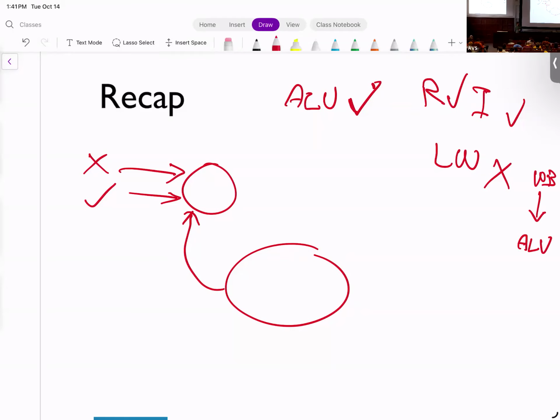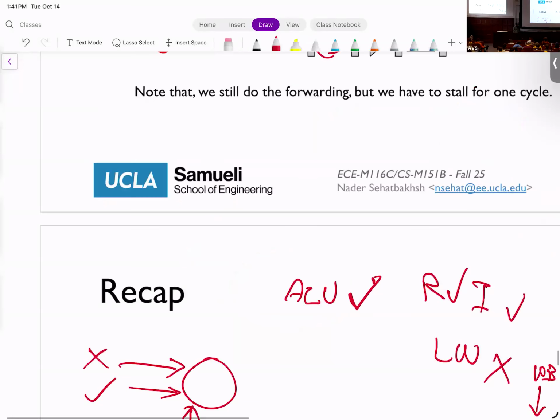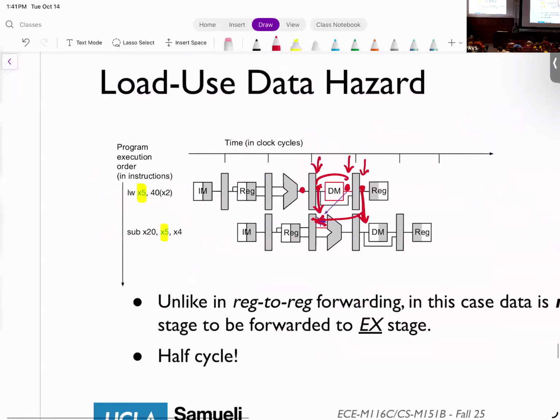Okay? Yes. Can you explain how the stall and then... Yeah.